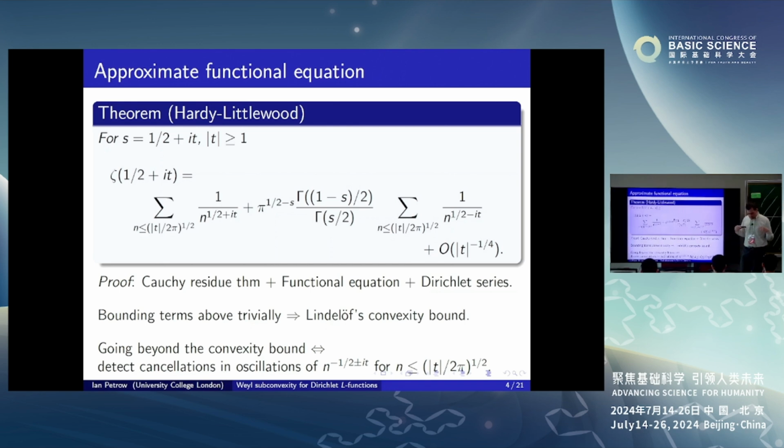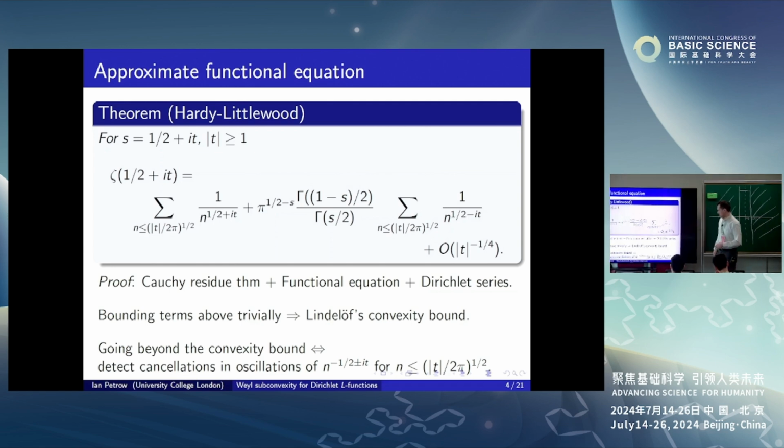So anything going beyond this so-called convexity bound is roughly equivalent to being able to find non-trivial cancellation in these sums, where n to the it is this thing of absolute value 1 that oscillates around, in sums of length t to the 1/2. It's worth noting that you can remove the n to the 1/2 very easily just by doing an integration by parts argument. So really we're interested in sums of characters n to the it. Okay, so going beyond the convexity bound is the same thing as detecting cancellations. Great.